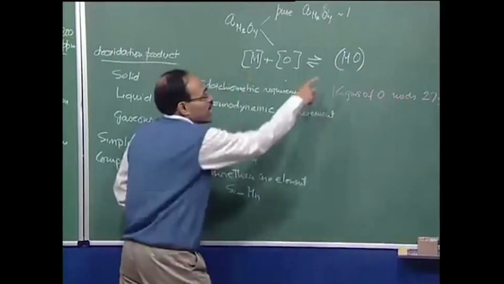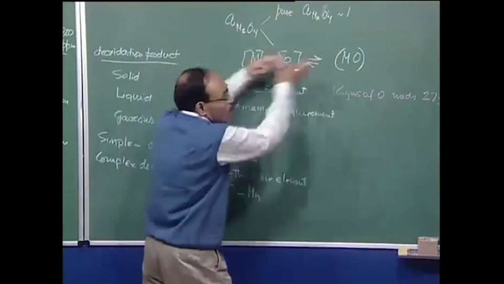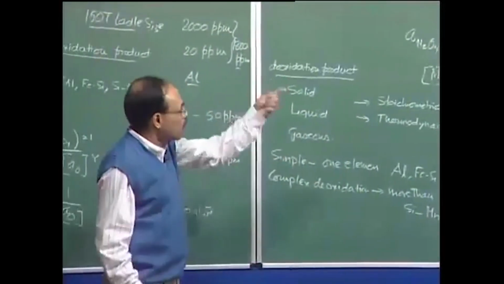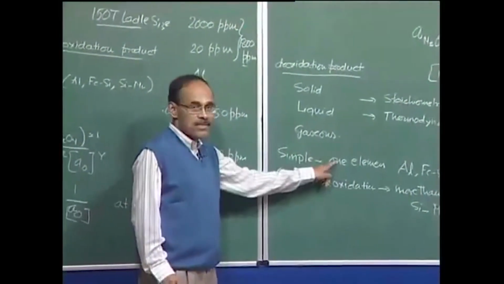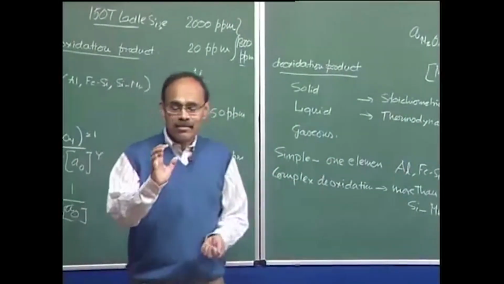The lesser activity means as if we are continuously removing the product from the site, and as a result the reaction will proceed more spontaneously towards the forward direction itself. So therefore, we understand that simple deoxidations are less efficient than complex deoxidation.